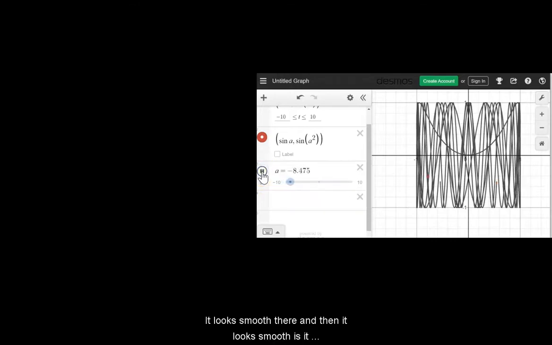It looks smooth there, and then it looks smooth. Is it smooth the whole time though? Or does it eventually start jumping? You can see it's going slower as it reaches this part, much slower, and then it continues this path.